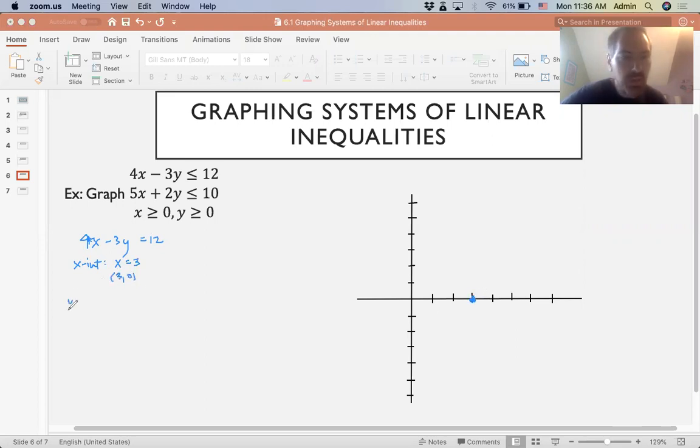And then we'll do the same thing for the y-intercept. We let x go to 0, and we're left with negative 3y equals 12. Divide 12 by the coefficient of y, negative 3, which is negative 4. So that's the point 0, negative 4. And since we have less than or equal to, we're going to use a solid line here.